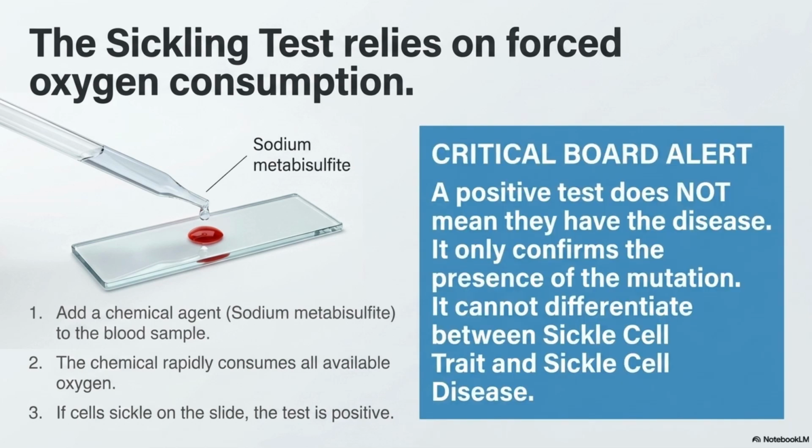But read the critical board alert at the bottom. A positive test does not mean they have the disease. It only confirms the presence of the mutation. It cannot differentiate between sickle cell trait and sickle cell disease. This is very important. To differentiate them, we use the ultimate cheat code, hemoglobin electrophoresis.